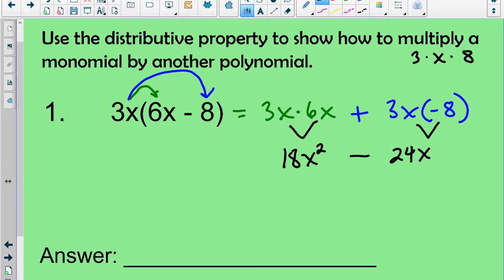Since my two terms have different variable parts, that's my final answer. I can't combine any terms because they're not like terms. So 18x squared minus 24x is my answer for number 1.